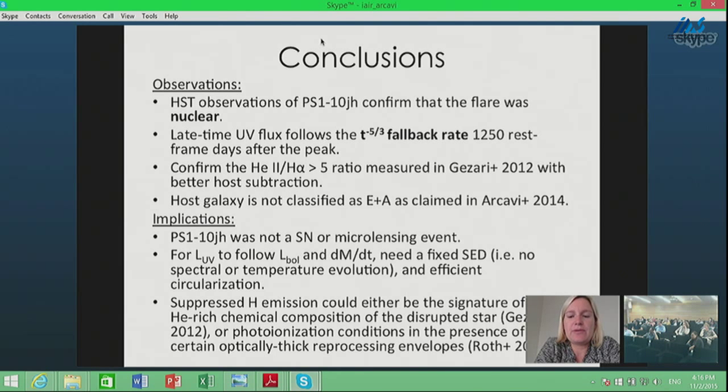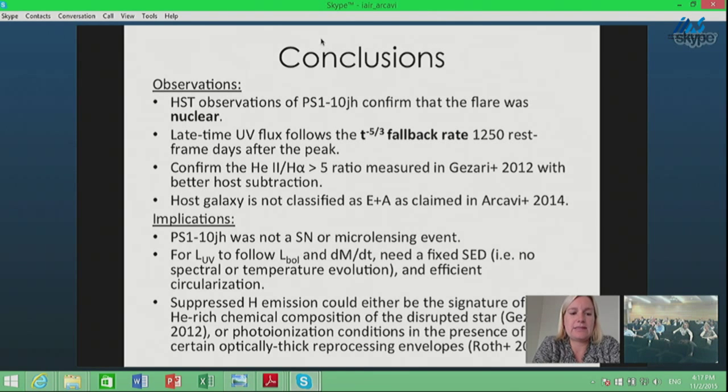So the implications: PS110JH really cannot be a supernova because it's maintaining a very bright UV luminosity over a long period of time, and you really cannot reproduce that with a supernova. And we really don't think it was a microlensing event. Its light curve doesn't look like one, and also the fact that it is nuclear disfavors a microlensing event, which would occur from a random star in an unseen foreground lensing galaxy.